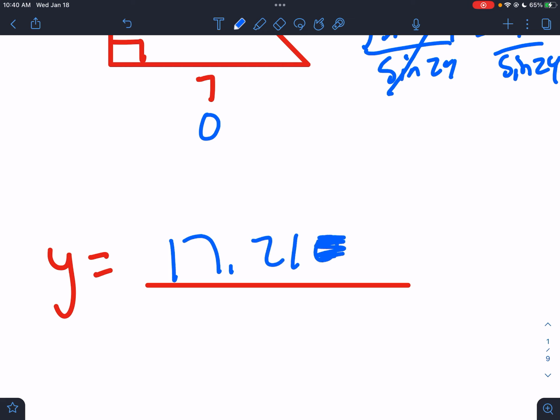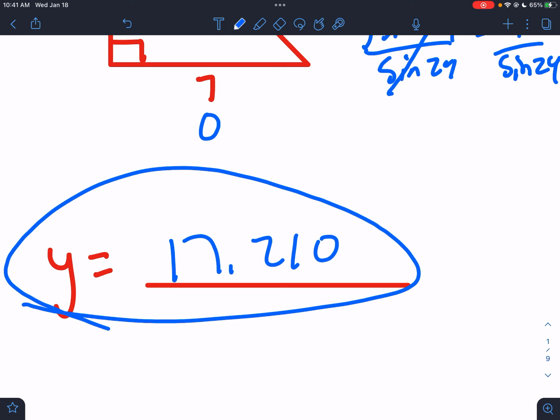What if we left this 0 off? Let's say we didn't write the 0. What would you think? You would think I rounded to the nearest hundredth. So if we're supposed to round to the nearest thousandth, then yes, we do need the 0 there.